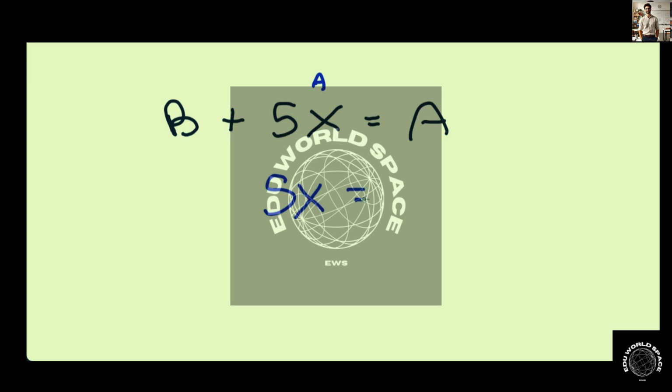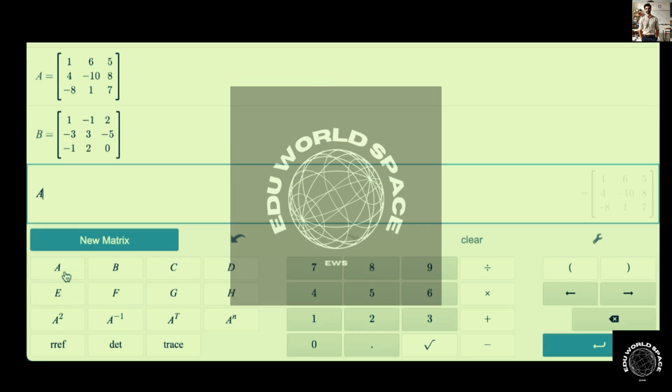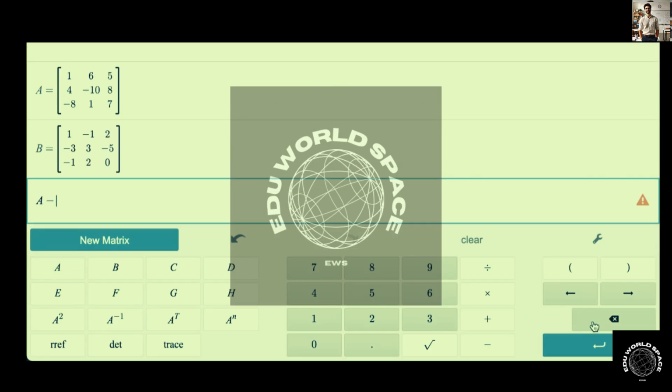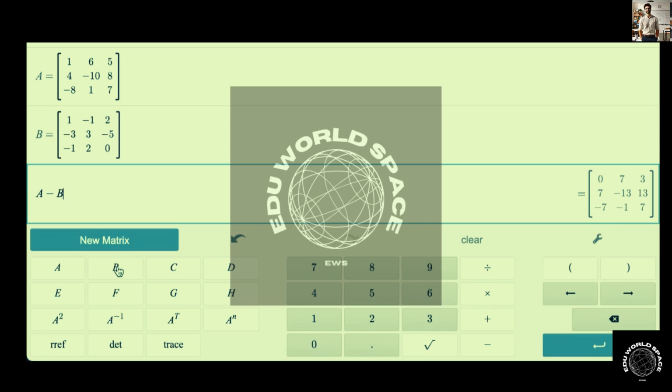And that would be equal to A minus B. So you would subtract the two matrices. So in this case, that would be 0, 7, 3, 7, 13, -13, 13, -7, -1, 7. And that is just from subtracting.